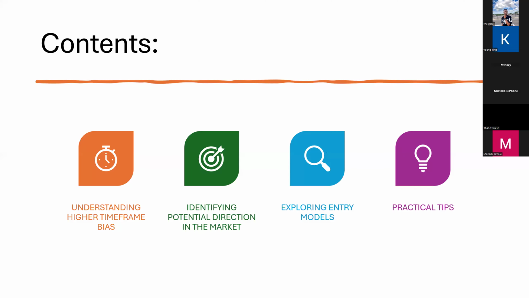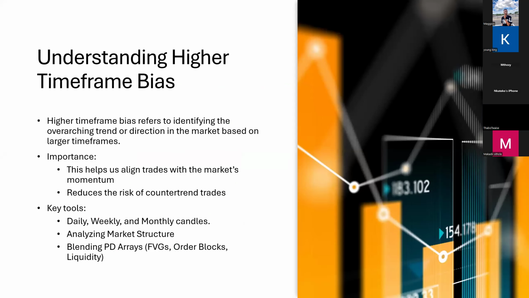Moving on to the second slide here. As you can see in the contents today, we're going to be talking about understanding higher timeframe bias, identifying potential direction in the market. So this is underlying with your higher timeframe bias. We will be exploring entry models, and we will also end with some practical tips on how to utilize these entry models in the live market. So firstly, understanding higher timeframe bias.